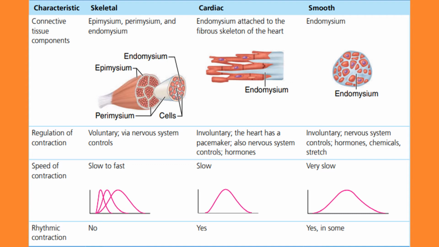Speed of contraction in skeletal muscles is slow to fast. Cardiac muscle is slow, and smooth muscle contraction is very slow. Rhythmic contraction: in skeletal muscles there is no rhythmic contraction. In cardiac muscle there is rhythmic contraction, and in some smooth muscle rhythmic contraction is also present.